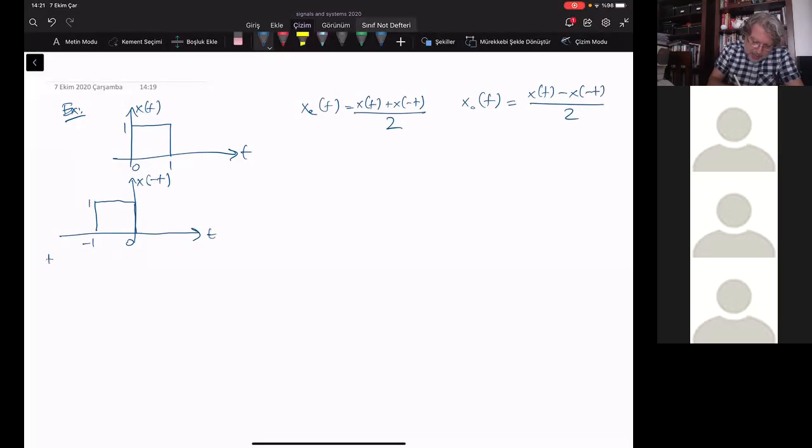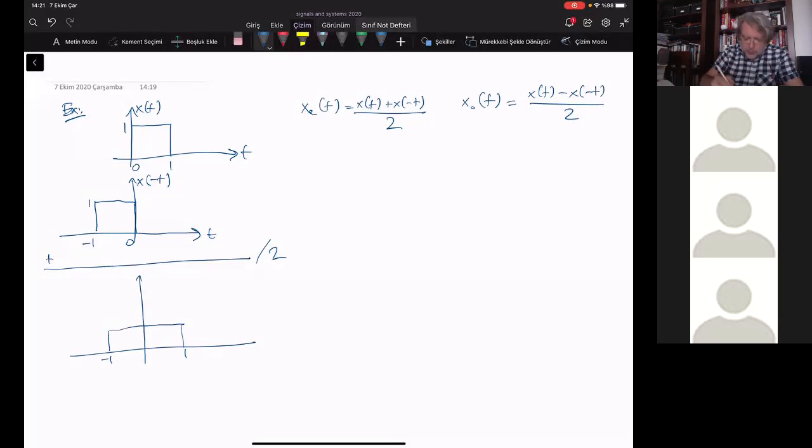So let me add them up, and I will divide by 2. It is from minus 1 to 1 all the way. 1s over 2 is 1 over 2. So this is the x even of t on the time axis.